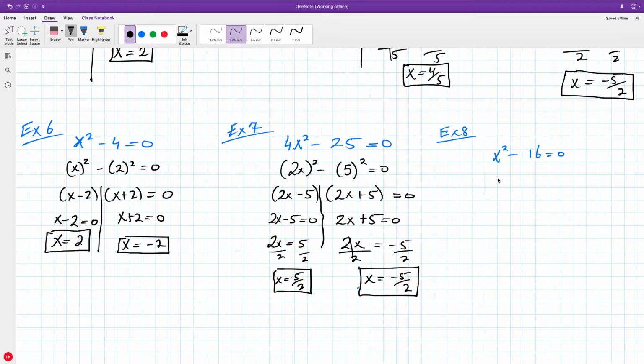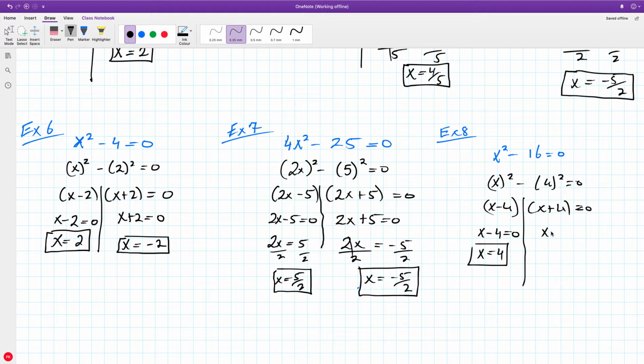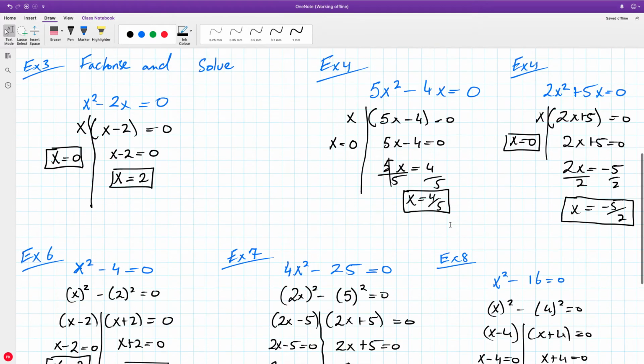Right, so x to be squared minus 4 to be squared equals 0. x minus 4 by x plus 4 is equal to 0. Line down the middle. x minus 4 is equal to 0, x is equal to 4. x plus 4 is equal to 0, x equal to minus 4. Is that right?